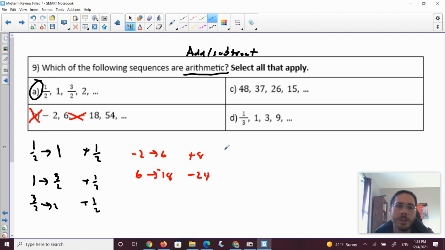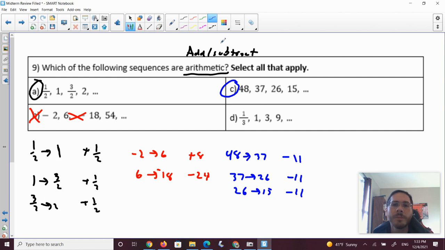Next, choice C. If I check from 48 to 37, I have to go down 11. 38, 37, yep, okay. 37 to 26, I'm also going down 11. 26 to 15 is also down 11. So that one works out every time.